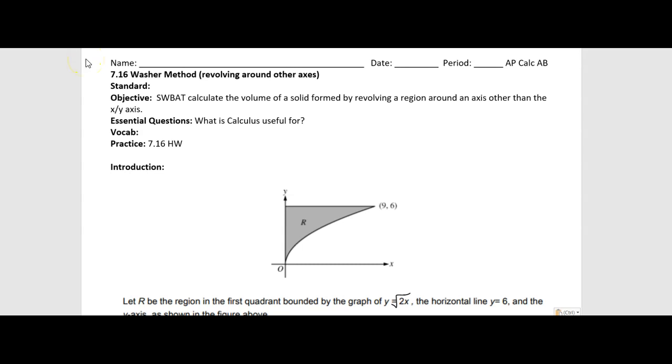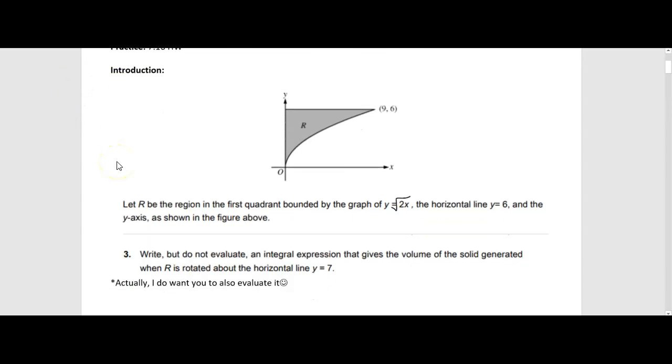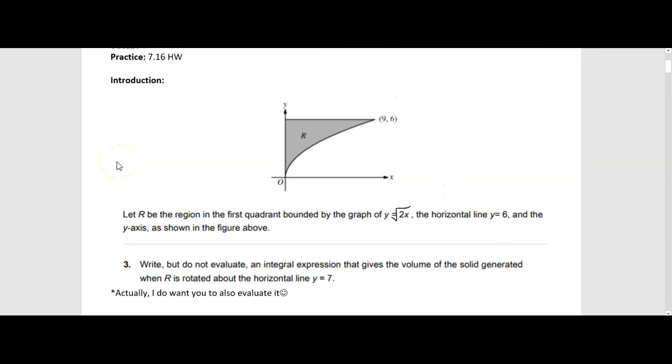We are going to continue with using the washer method to figure out volume of solids that are formed by regions being rotated around a certain axis. Today, the axis is just going to be something other than the x or the y axis. In our previous lesson, it was either x or y. Today, it'll be something else. But again, the concept will stay the same. Let's take a look at this problem right here.